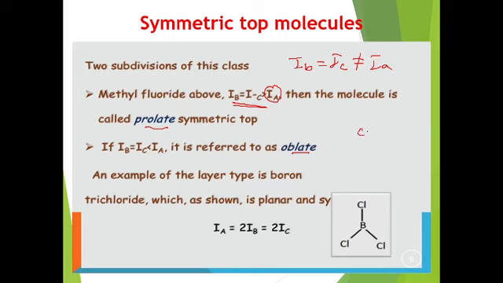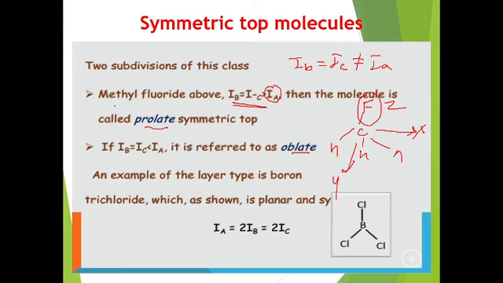That is CH3F. Here this is the H and H, and this is F. Here this is the x-axis, this is the y-axis. Both the x and y axes have hydrogen, but along the z-axis there is a heteroatom. That's why the moment of inertia of Z is different, and it is less than that of these two. That's why IB is equal to IC, and these are greater than IA. That type of symmetric top molecule is known as a prolate type of molecule.